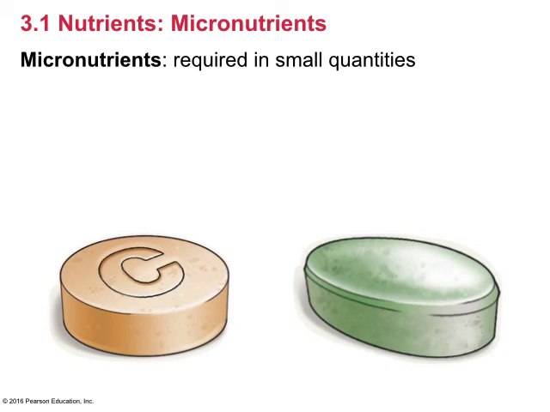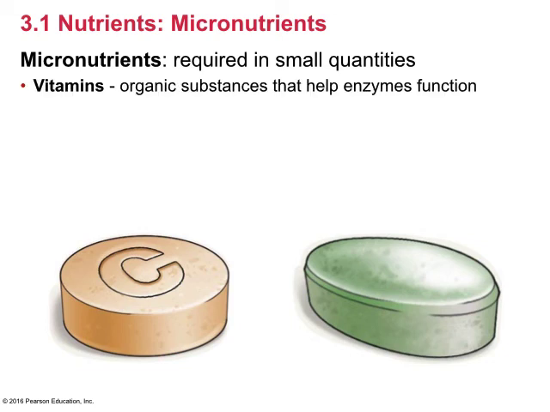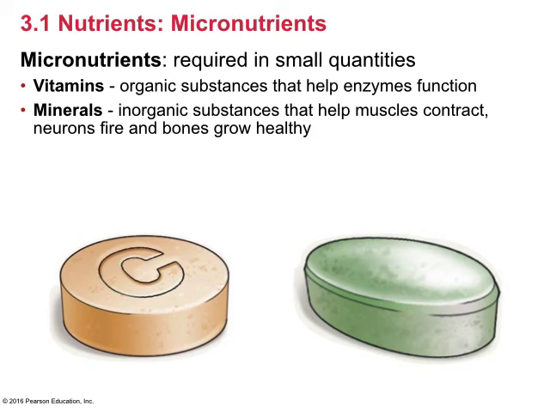Micronutrients. So micronutrients are nutrients required in small quantities, like vitamins, minerals, and antioxidants. Vitamins are organic. Remember, organic means they have carbon, hydrogen, and a few other atoms that are common to all life. They're organic substances that help enzymes function well. We'll learn exactly what an enzyme is in the next unit, but they're proteins that do stuff.